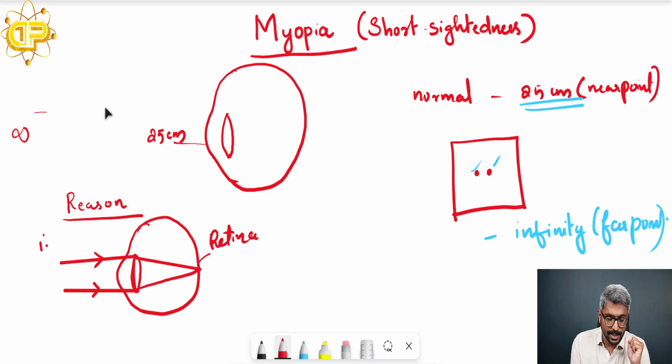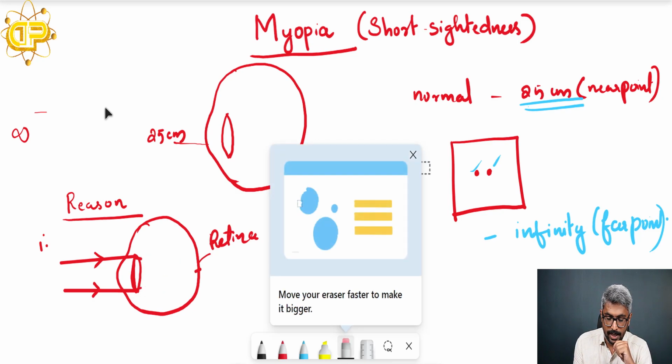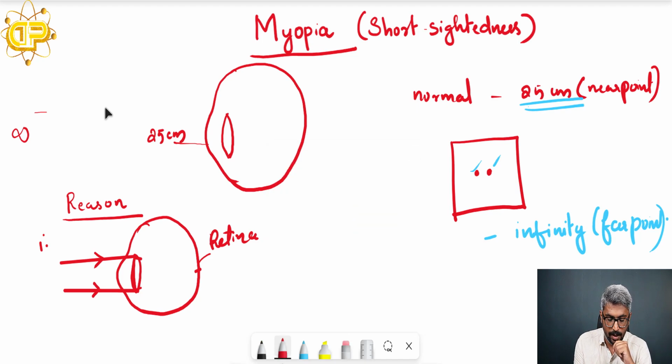But that is for a normal eye. For a myopic person, instead of falling on the retina, the image will fall in front of the retina. That means the image will be formed somewhere here.